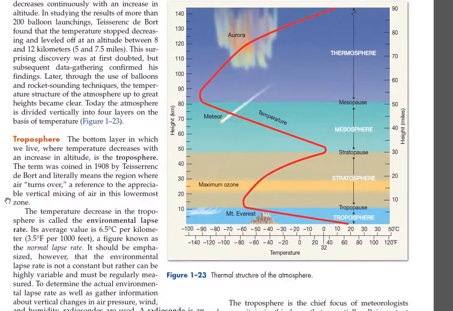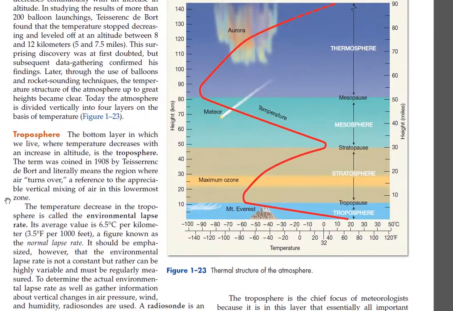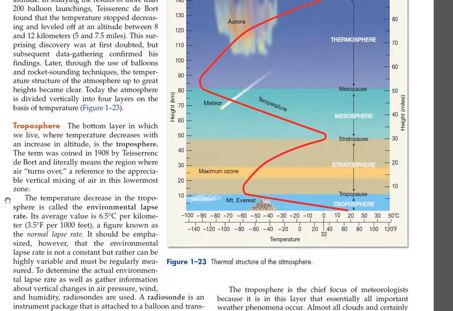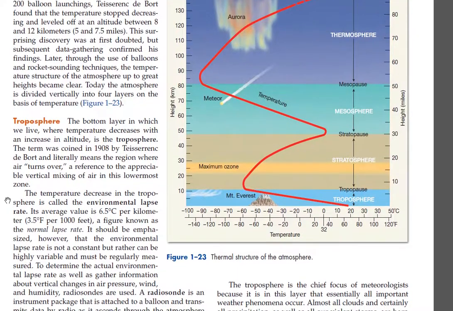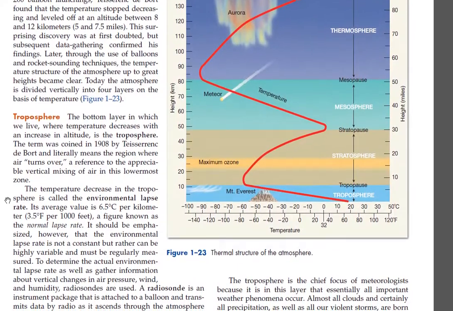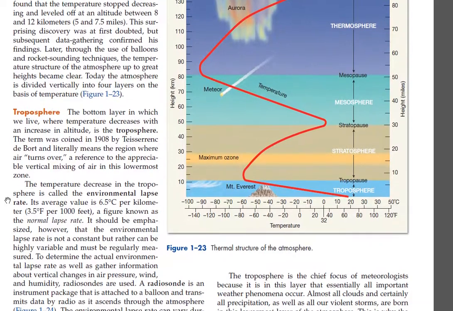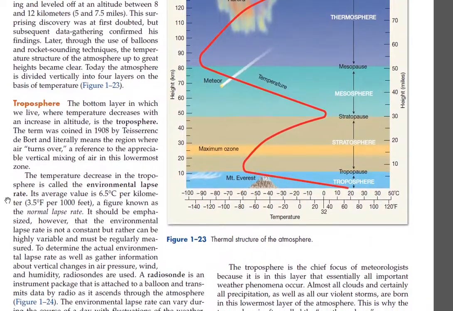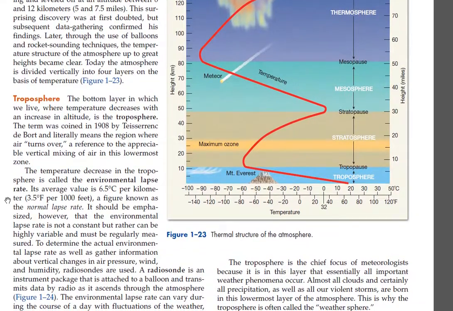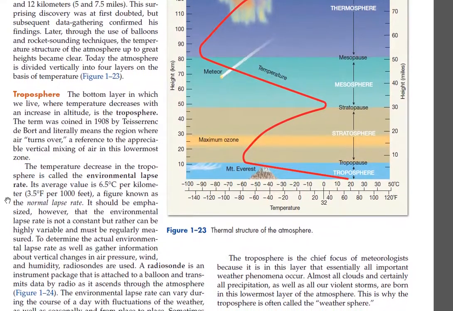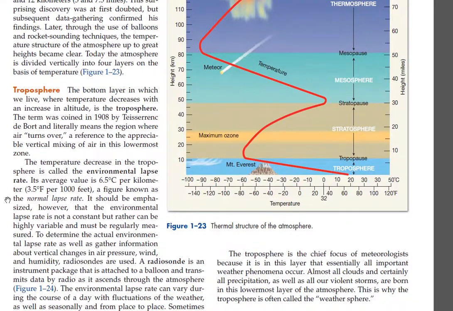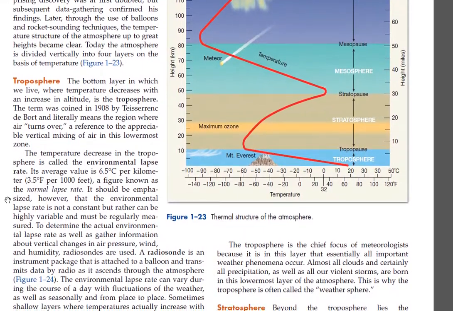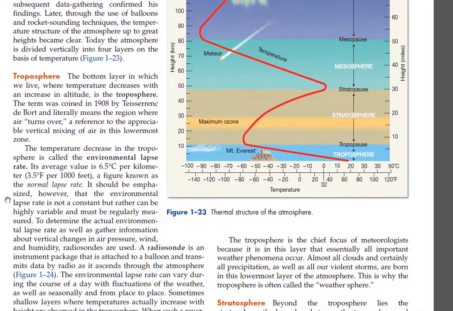The temperature decrease in the troposphere is called the environmental lapse rate. Its average value is 6.5 degrees Celsius per kilometer, 3.5 degrees Fahrenheit per 1,000 feet, a figure known as the normal lapse rate. It should be emphasized, however, that the environmental lapse rate is not a constant but rather can be highly variable and must be regularly measured.